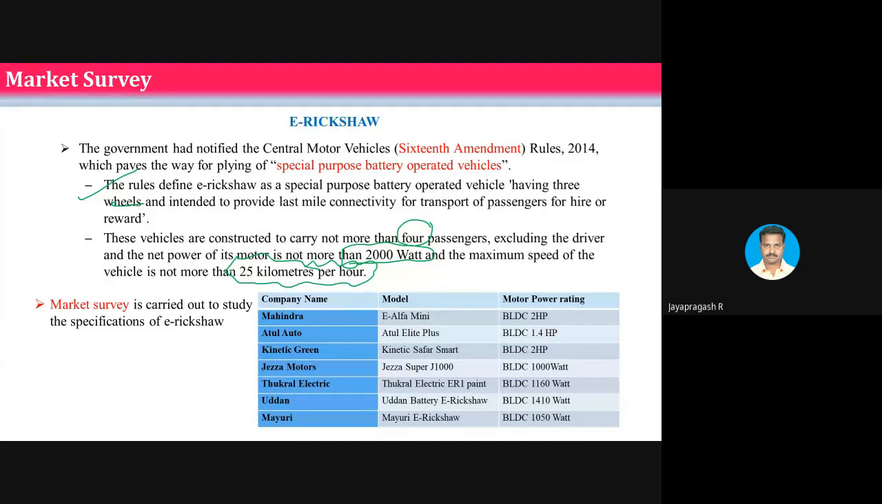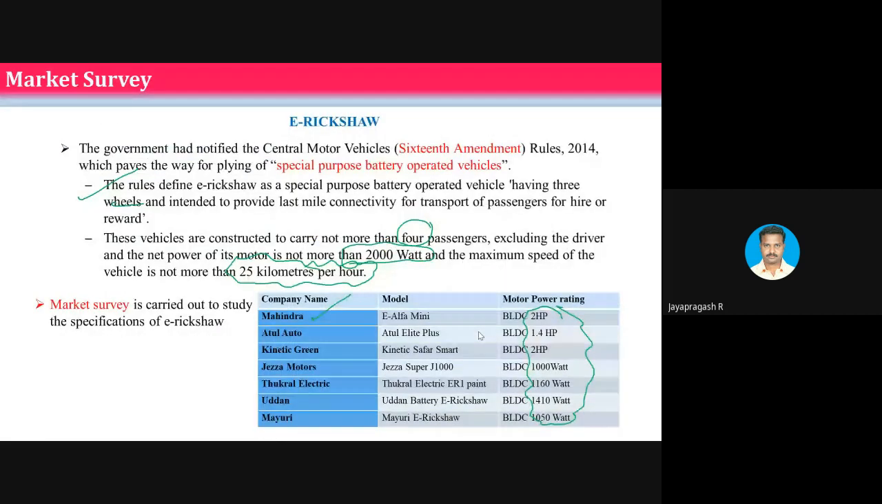So to understand the specifications of electric motors used in e-rickshaw applications, we have done some market survey. There are many Indian companies as well as foreign companies using electric motors for this e-rickshaw application. Mahindra is an Indian-based company which is using a 2 horsepower BLDC motor. Like this, there are many companies. Look at this, all are lesser than 2 horsepower or lesser than 2 kilowatt. Mostly they prefer the BLDC machine, because fabricating a low power BLDC motor is very easy. The cost will get reduced.